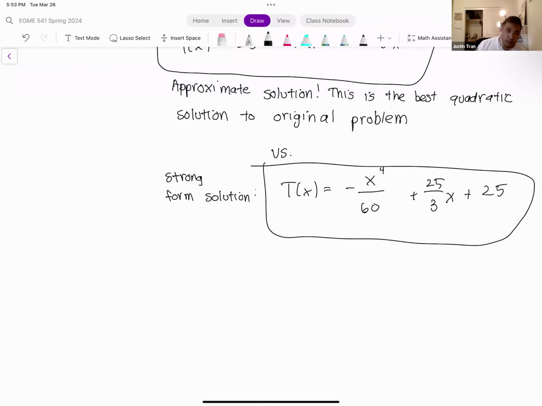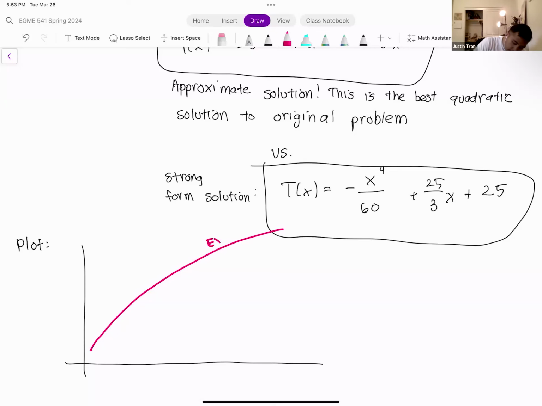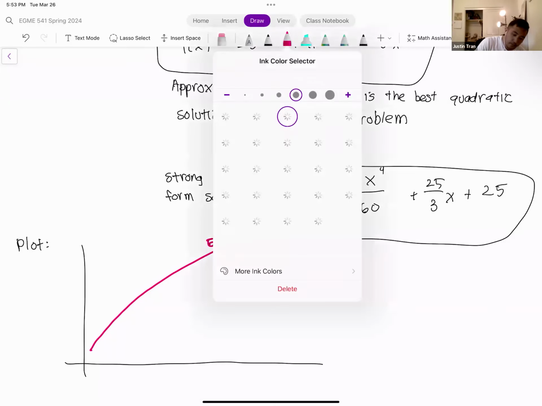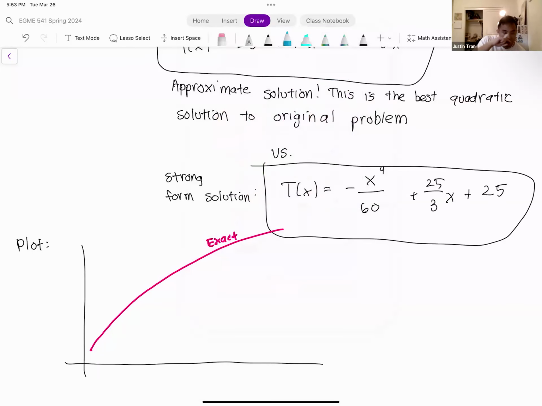But these are pretty close. And so if you were to plot these, our plots would look like the following. Our exact solution may look something like this. So this is the exact solution. The approximate solution may be something like this. So not exactly the same, but they try to overlap as much as possible.